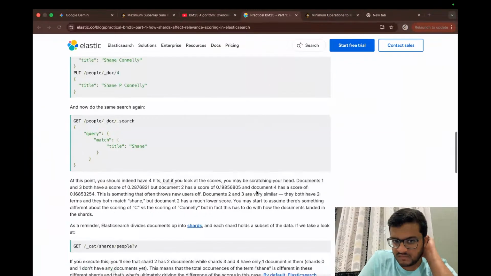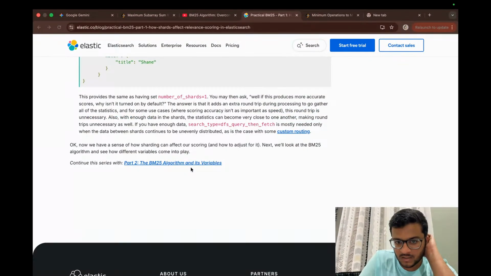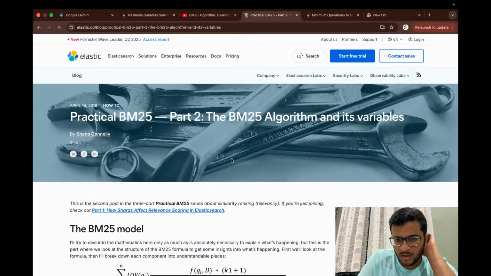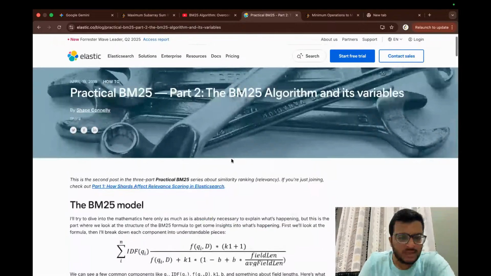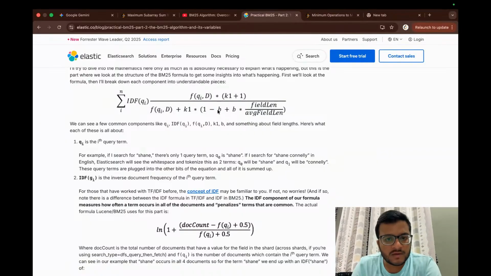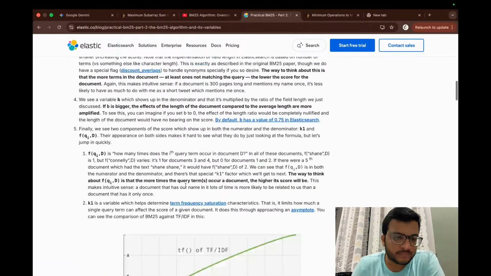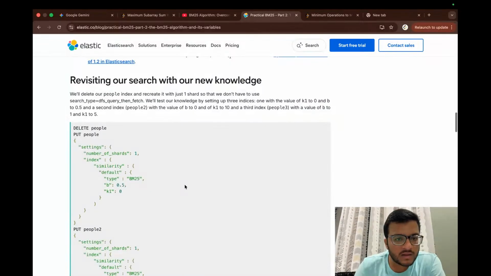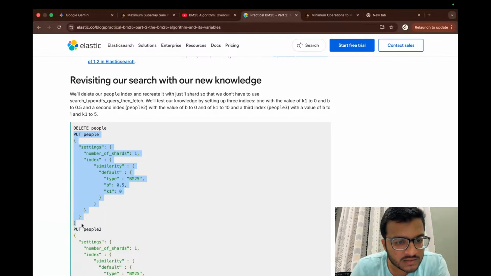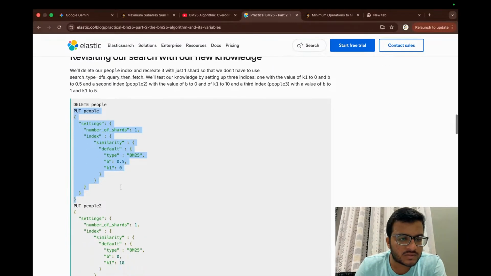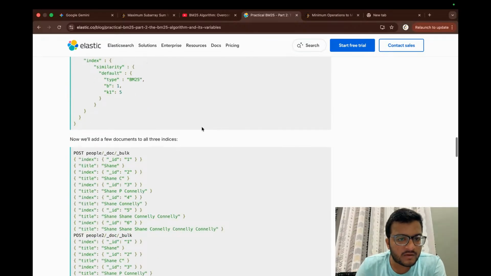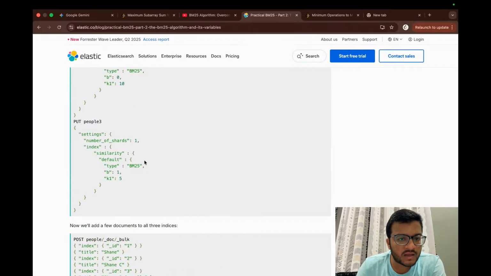Now, you can see a very good example in their blog. I have taken the formulas from here itself because I have read about BM25 from here only, and they have a good example for this. This is an example of how to create an index with your own B and K1 values, and they have created indices with different B and K1 values.